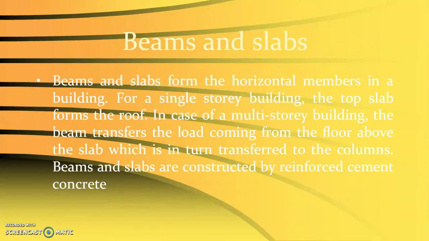Then beams and slabs. Beams and slabs form the horizontal members in a building. They are the major component in frame structure. For a single story building, the top slab forms the roof. In case of multi-storied buildings, the beam transfers the load coming from the floor above the slab, which is in turn transferred to the columns. Beams and slabs are constructed by cement concrete in the majority of cases. But even in factory buildings, these are made up of different steel elements, particularly beams.